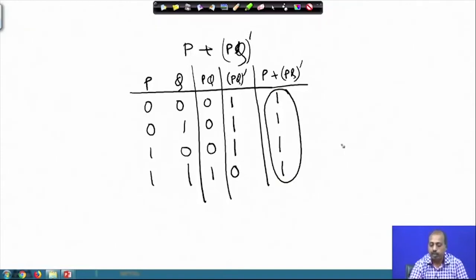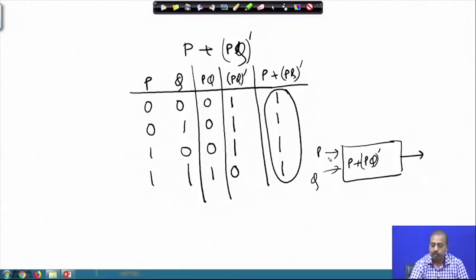So, if I have a functional block which has 2 inputs p and q, and it computes p plus p q bar, then whatever value you give to the p and q inputs, it will always output a 1 or true. So this is a tautology. That is the proof.